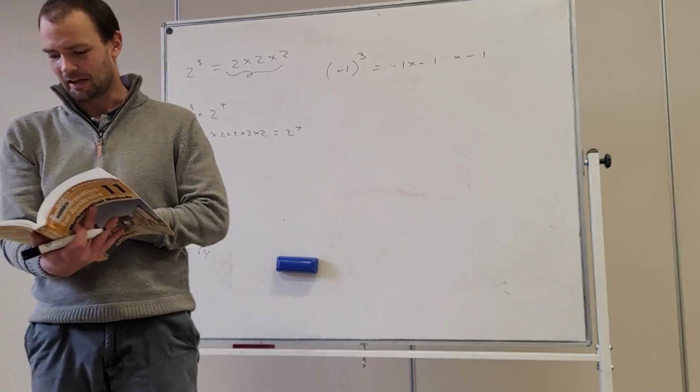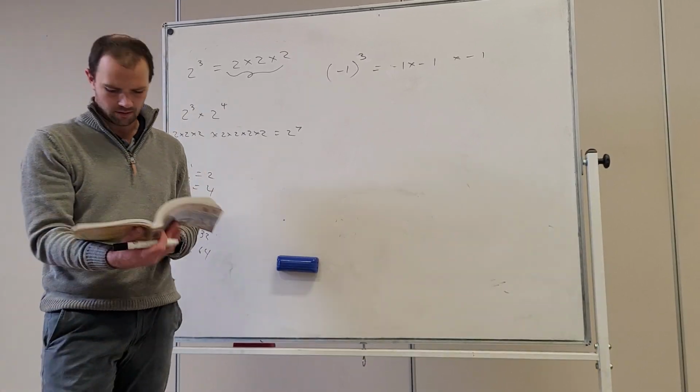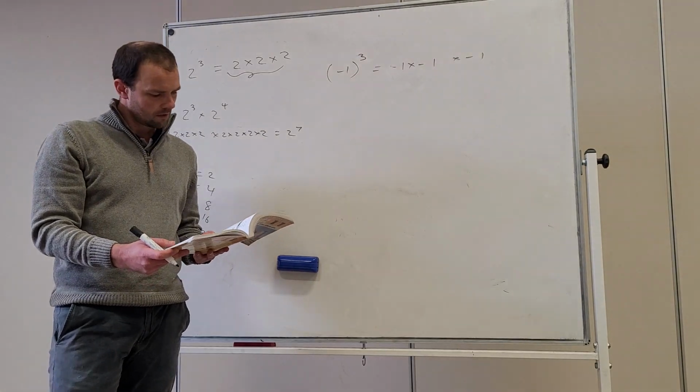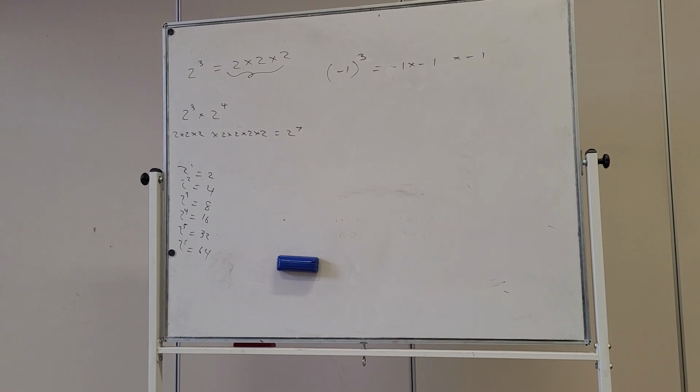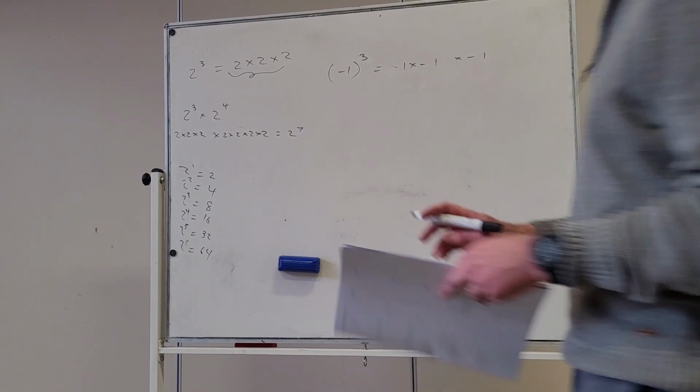Negative. Negative, okay, odd number. That's all you're doing there. Excellent. So that will do for 12B. Let's move on to 12C and we'll have a go at these example questions together.